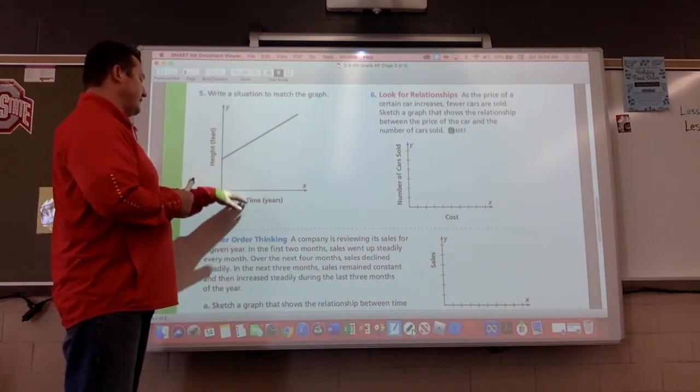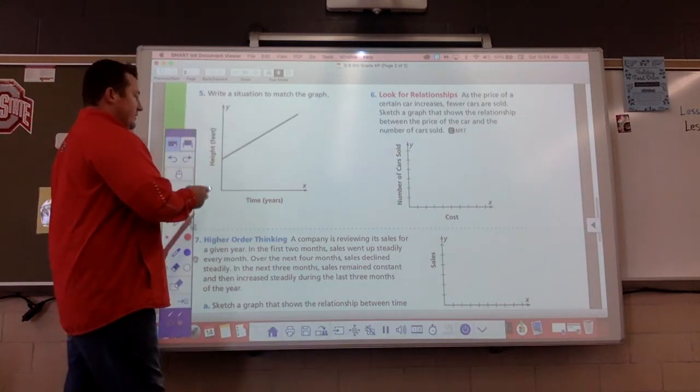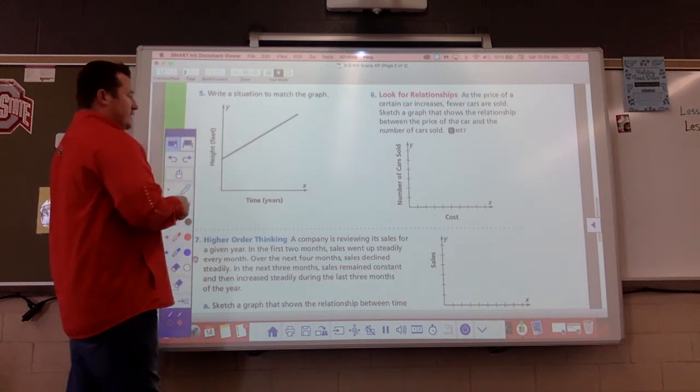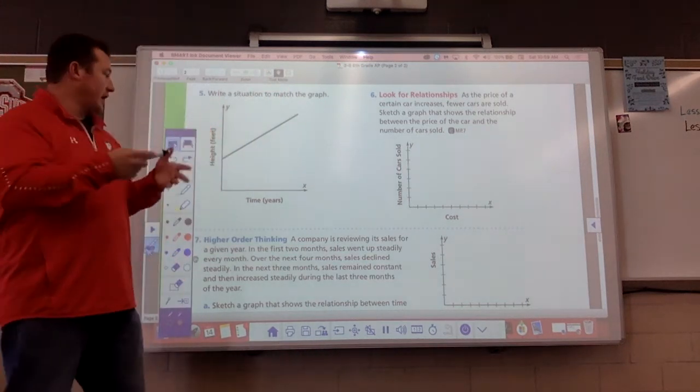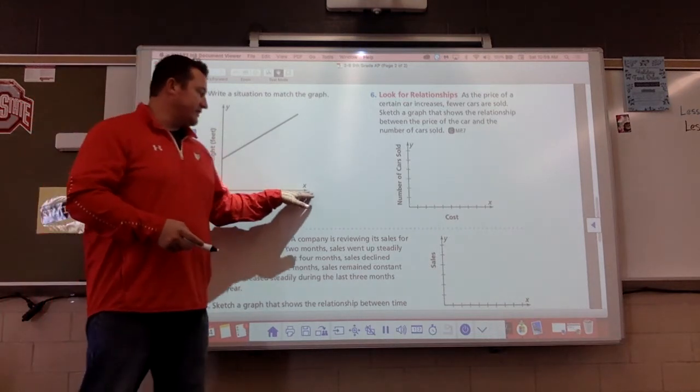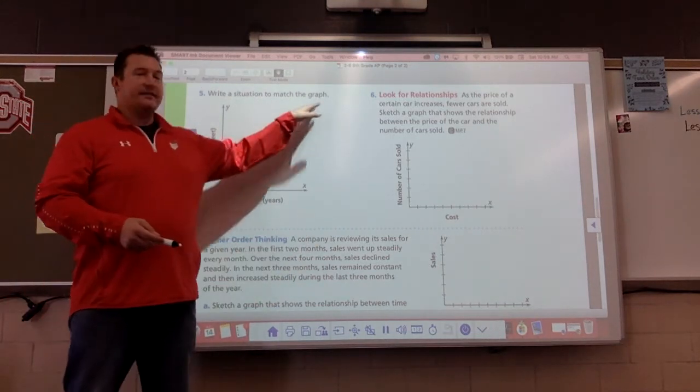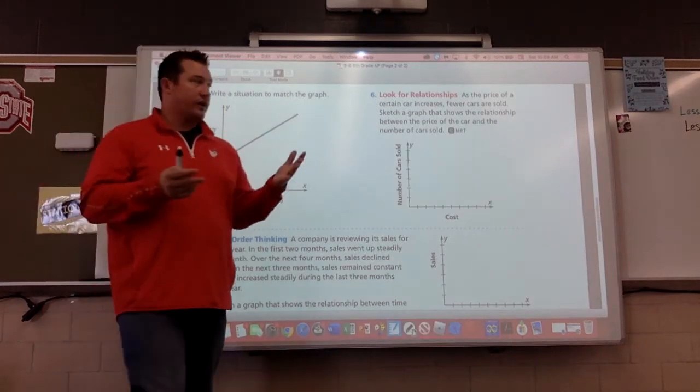Height, feet, time, years. So maybe this is the height of a tree over time, right? Or a plant, a flower, a whatever, right? So as the years go on, the height increases. Okay? That's what your story needs to have.